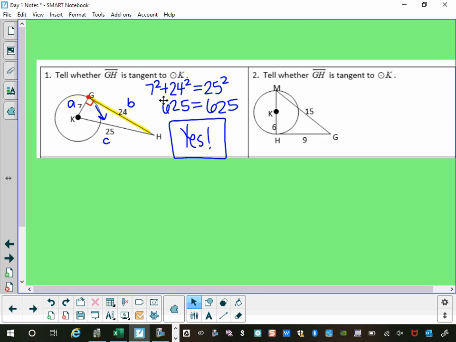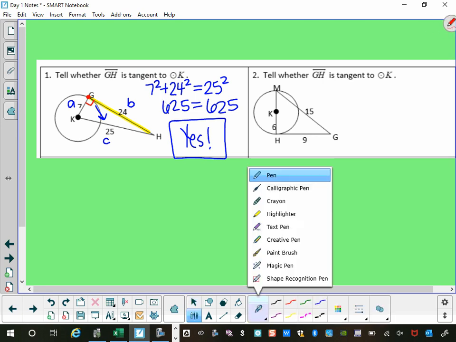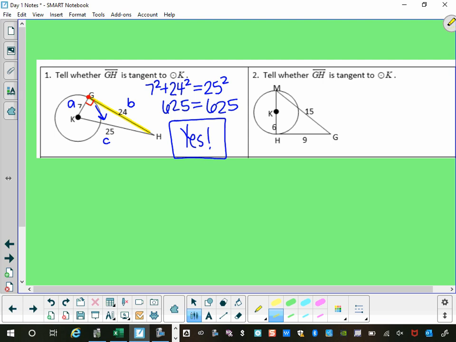Let's look at number 2. Tell whether GH is tangent to circle K. Here's GH again. That's my tangent. My radius is KH. So my right angle is going to be down there.